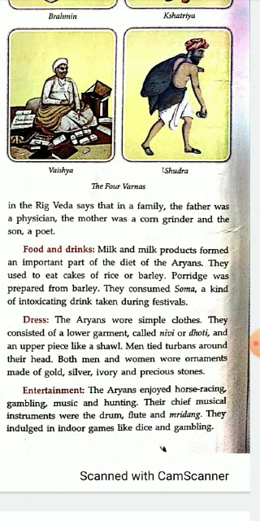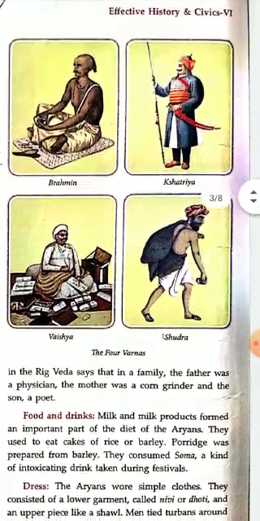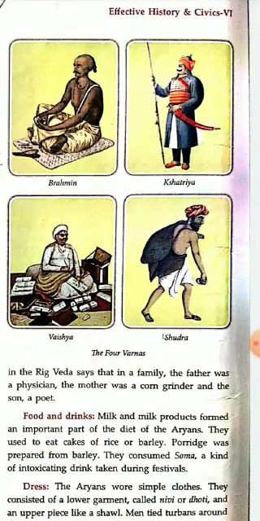For example, you could find a verse in the Rig Veda which says that in a family, the father might be a physician, the mother might be a corn grinder, one who grinds corn, and the son can be a poet. So, similarly, you could find people who did different jobs in the same family. Now you can see here on top, there's a picture which depicts the 4 occupational groups.